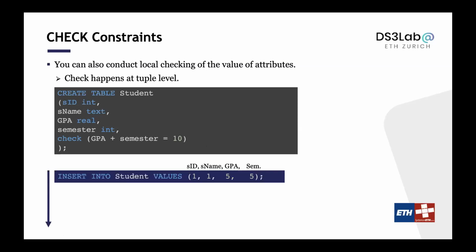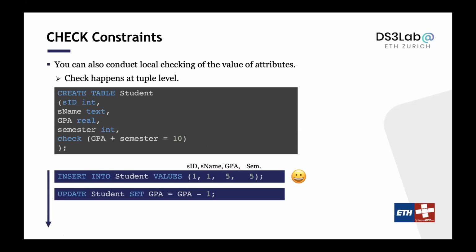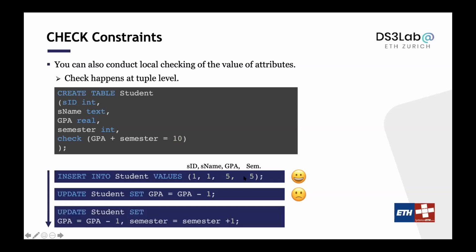I insert a tuple with GPA equals 5 and semester equals 5. In this case, the database is going to check whether summing up GPA and semester is equal to 10 or not. In this case, that's the case, so the database is going to be okay. And then I update the students table, set GPA equals GPA minus 1. In this case, the database will not be okay, because I changed the GPA value, so the constraint that the sum is 10 no longer holds. The database is going to reject it.